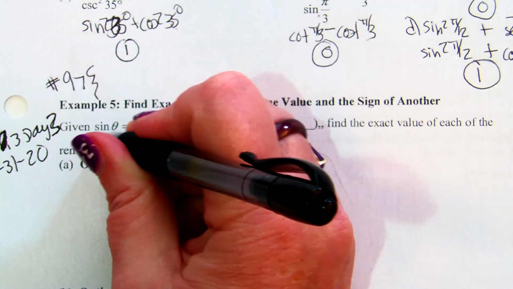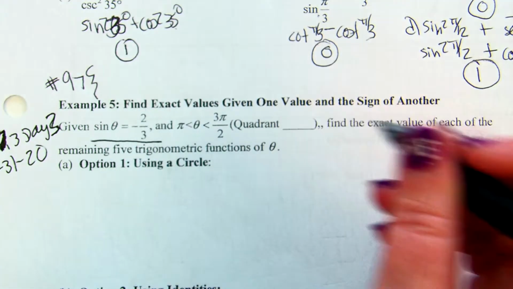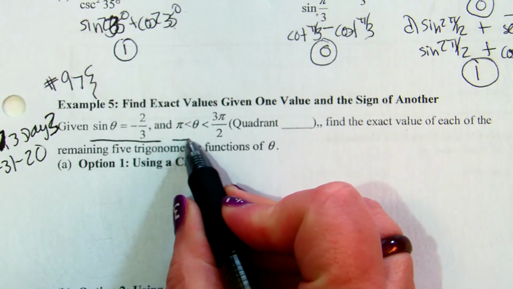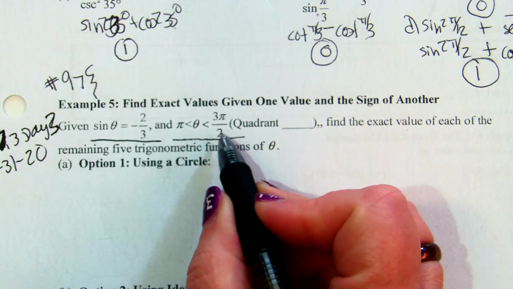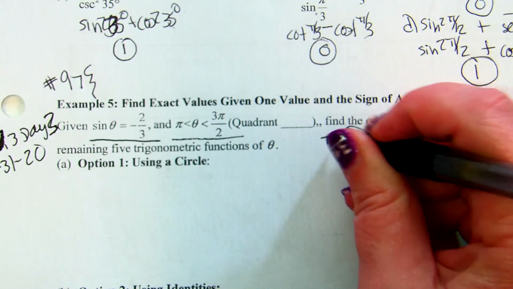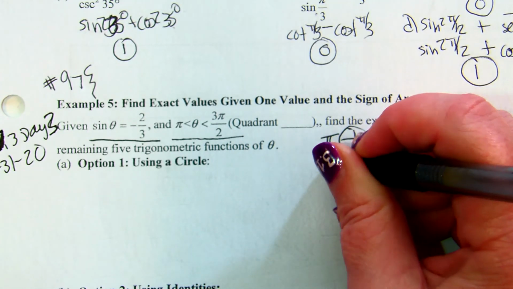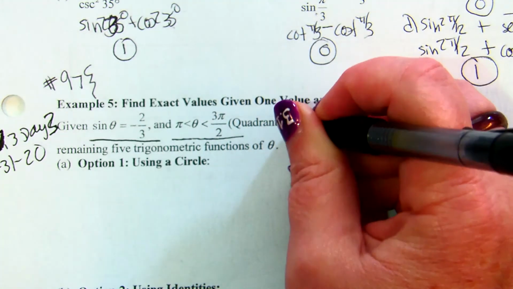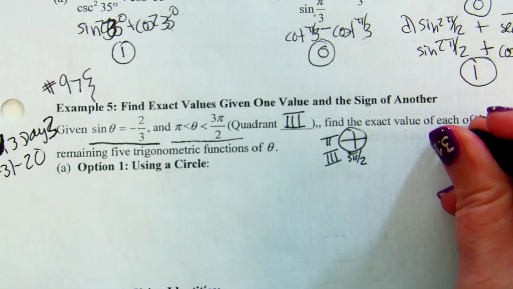So they give the value, sine theta equals negative 2/3, and then it tells us what quadrant we're in, between pi and 3 pi over 2. So if you think about it, pi is here and 3 pi over 2 is here. So what quadrant is this one? Quadrant 3. So we're going to find all the other 5 ratios. So one way to do it is using a circle.